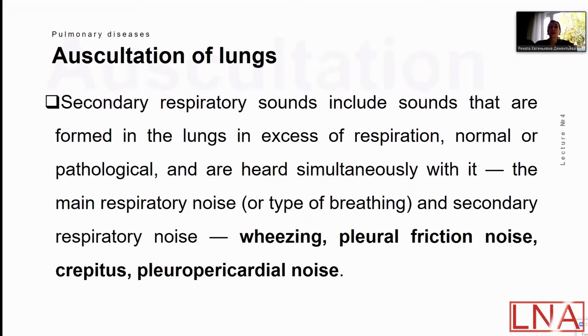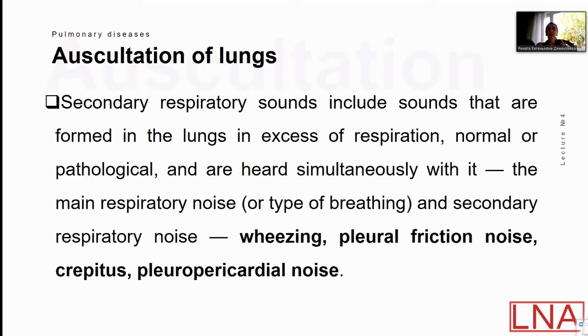Secondary respiratory sounds include sounds that are formed in the lungs in addition to the respiration, normal or pathological, and are heard simultaneously with it, the main respiratory noise or type of breathing. Secondary respiratory noises are such as wheezing, pleural friction noise, crepitation, and pleuropericardial noise. These are the main types of additional sounds.